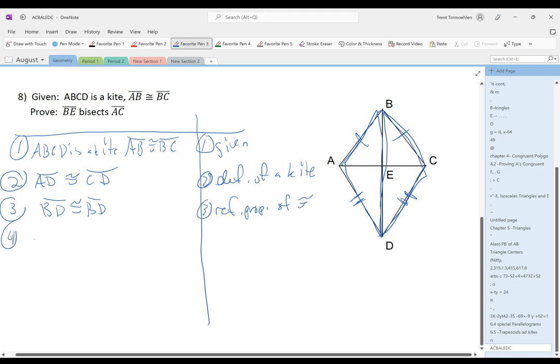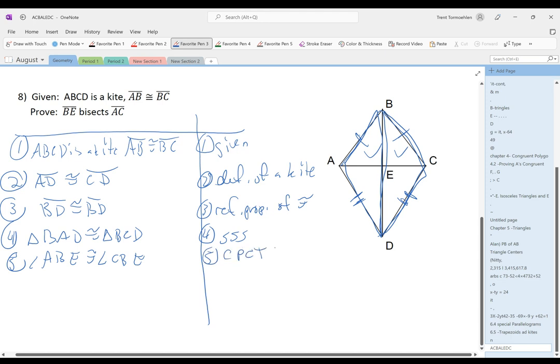And so now we can say that triangle BAD is congruent to triangle BCD, and that is by side, side, side. And that's useful because now we can find out some information about these two small triangles, ABE and CBE, because we can say that angle ABE is congruent to angle CBE by CPCTC. Corresponding parts of congruent triangles are congruent.